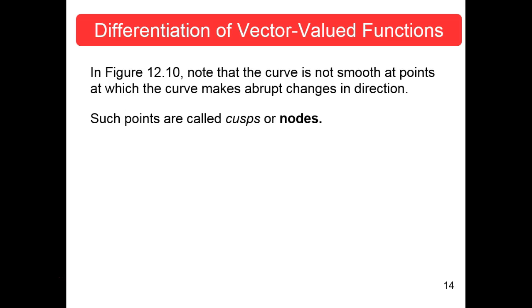In this figure, the figure I just showed, note that the curve, I meant to ask this first: any questions before we get started? Always try to ask that first, because if you have questions, I want to be able to hit them and not get them buried somewhere. So in that figure, note that the curve is not smooth at the points where the curve makes abrupt changes in direction. Such points are called cusps or nodes, okay?